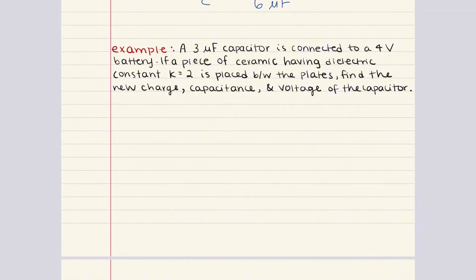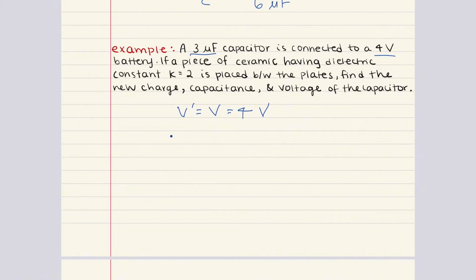This second problem says a 3 microfarad capacitor is connected to a 4-volt battery. If a piece of ceramic having a dielectric constant equal to 2 is placed between the plates, find the new charge, the new capacitance, and the new voltage of the capacitor. Now, this question is very similar to the previous one, but the voltage here is held constant by the battery. And so that means our new voltage is equal to our initial voltage, which is equal to 4 volts.